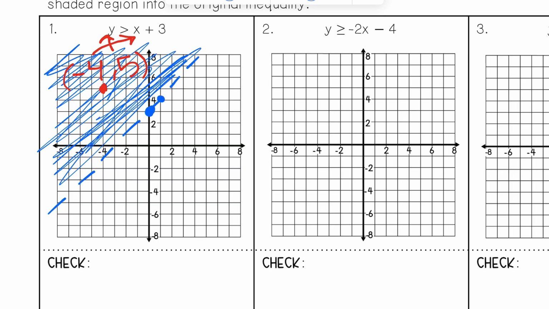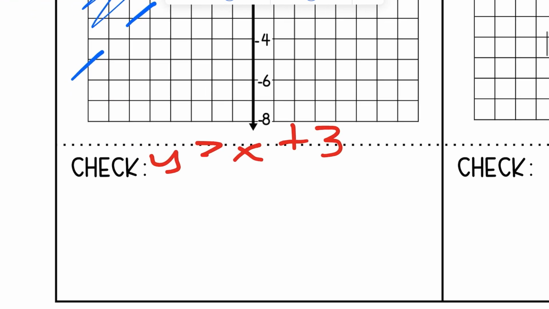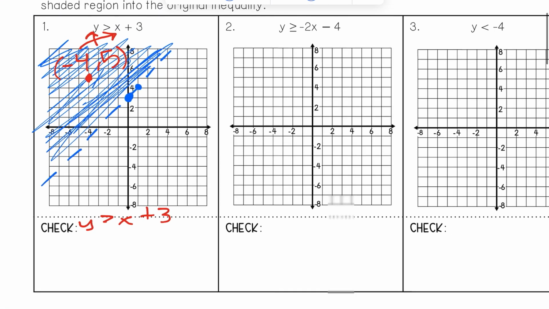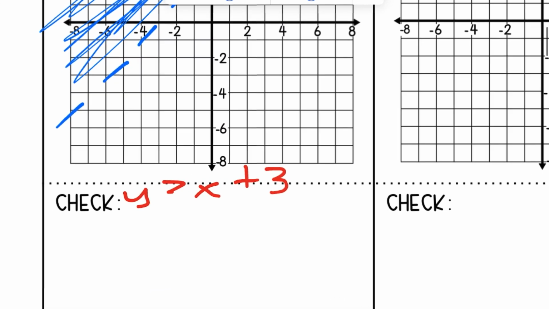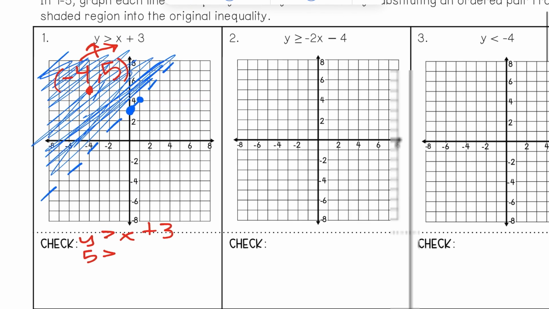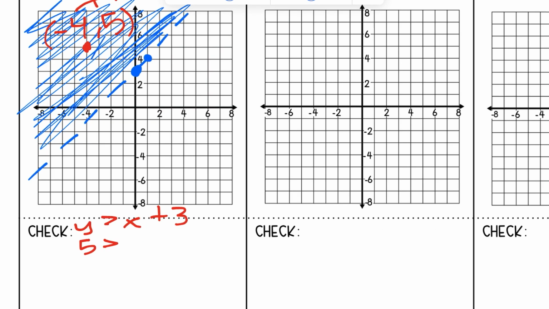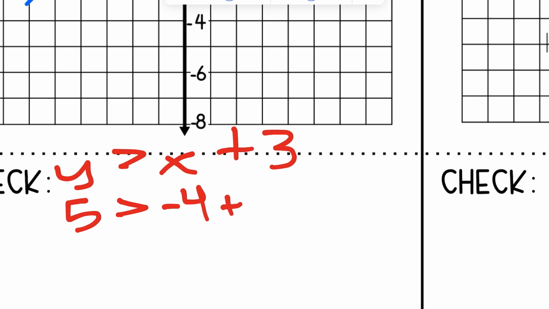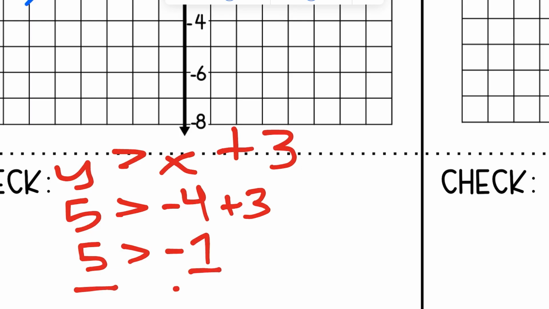So now, if I try that, and bring this equation down here, y is greater than x plus 3. Okay. And then I got to plug in my point here, -4, 5. So 5 was my y. Bring this down, and then for my x, I had -4. And then bring down my plus 3. 5 comes down. -4 plus 3 is -1. Is 5 greater than -1? Well, yes it is, so we know we're right.